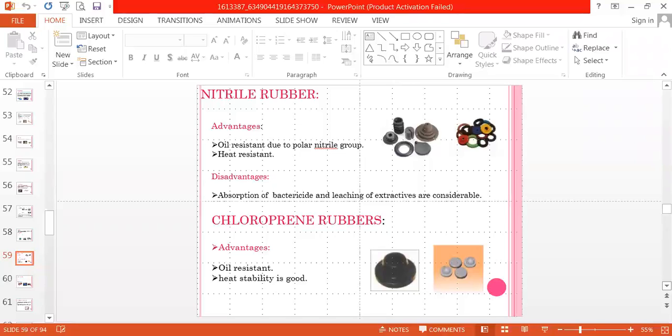Then chloroprene rubbers are also there. They are oil resistant and their heat stability is very good. So they are called chloroprene rubbers.